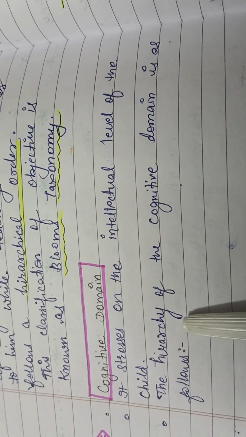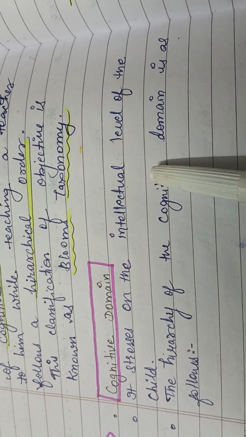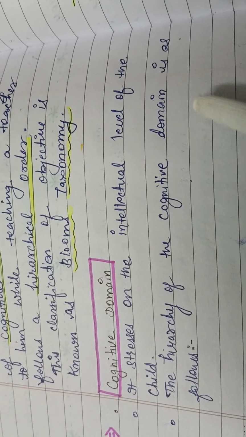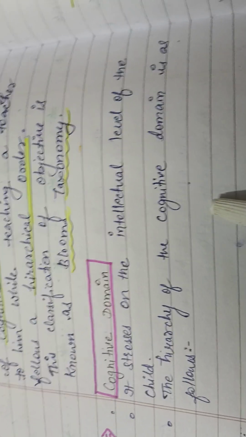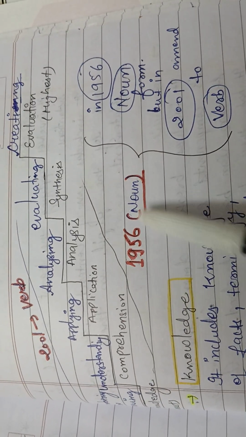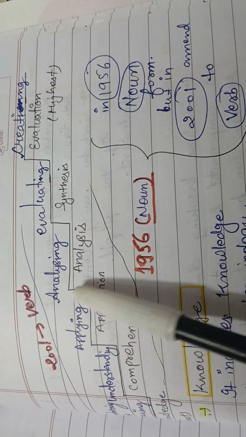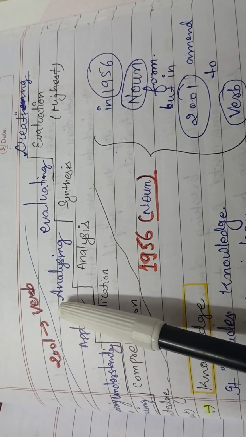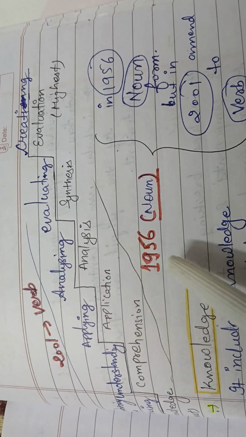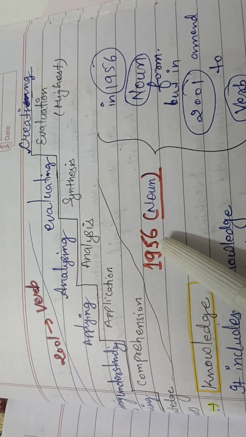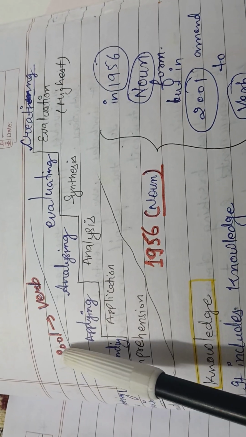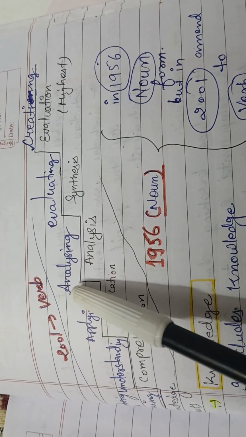First is the cognitive domain. It stresses the intellectual level of the child, like the brain of the child, and the hierarchy of the cognitive domain is as follows. First, in 1956, Bloom gave this hierarchy in noun form, and then in 2001, Bloom again gave this hierarchical form in the form of verbs.